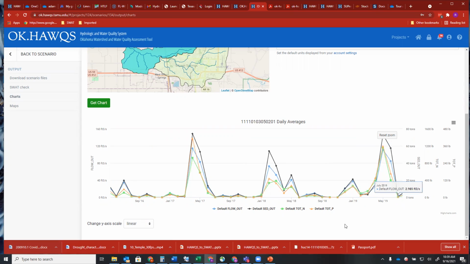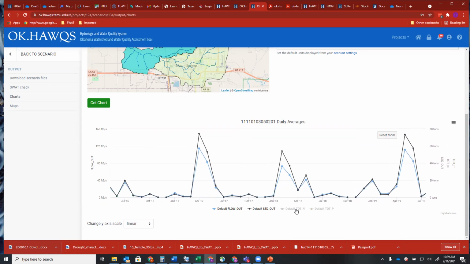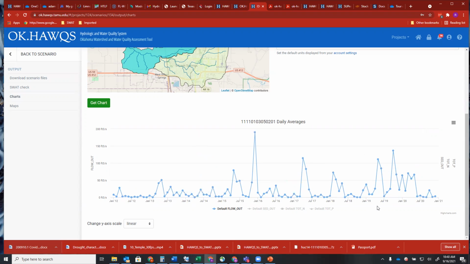And let's say you want to temporarily hide phosphorus. You simply click on phosphorus. Let's say nitrogen, for example. So now you're looking at just flow and sediment only. So you'll be able to do that. If you want to reset, because I zoomed in here, if you want to reset it, I can look at the long term.